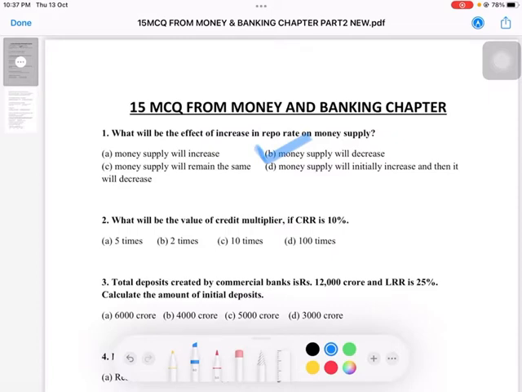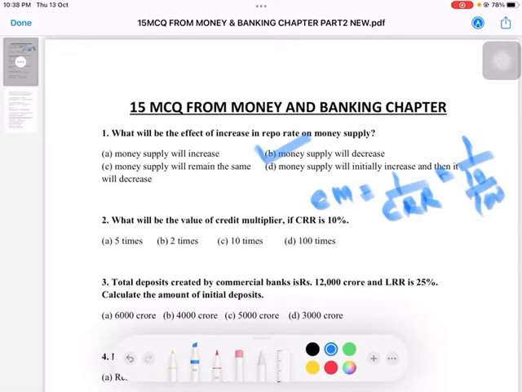Second question, what will be the value of credit multiplier if CRR is 10%? You can calculate credit multiplier by the formula credit multiplier is equal to 1 by CRR, means it will be 1 by 10%, means 10 by 100. So it will be how much? 1 into 100 by 10. So right option will be 10. So it will be 10 times.